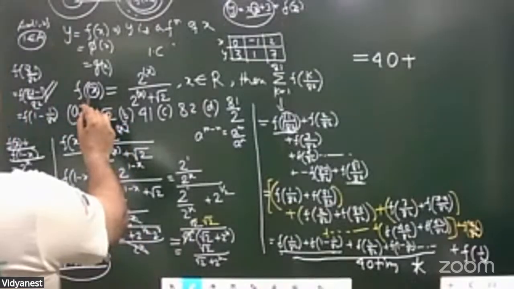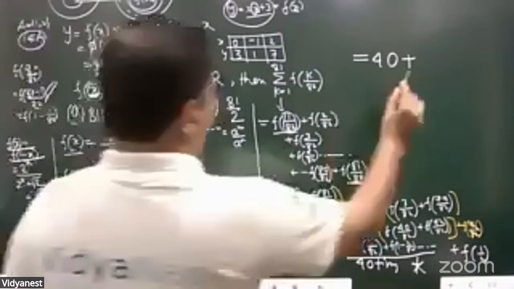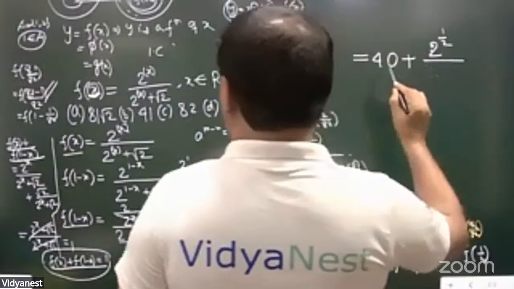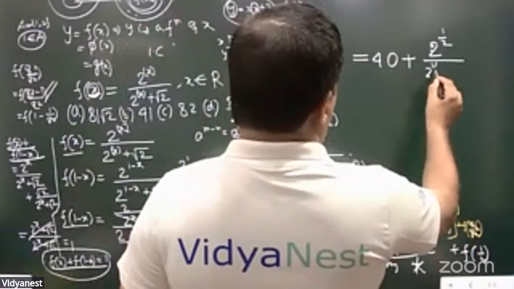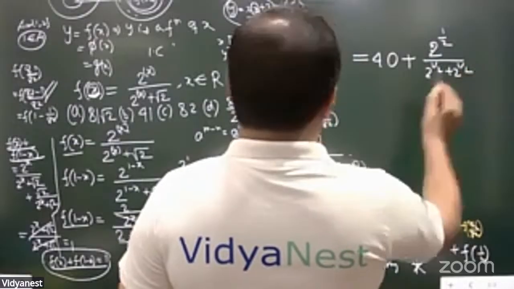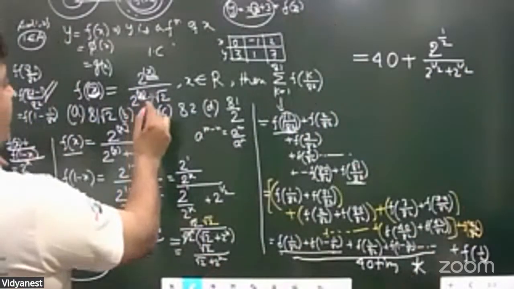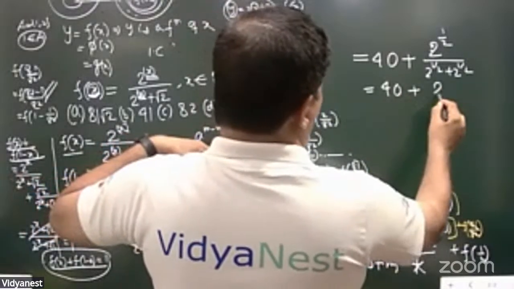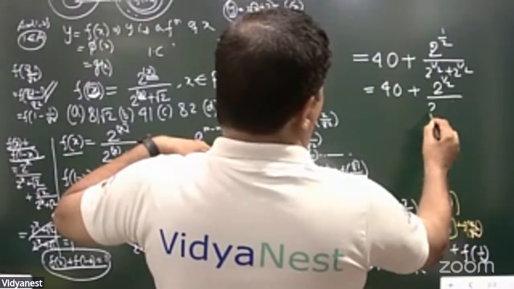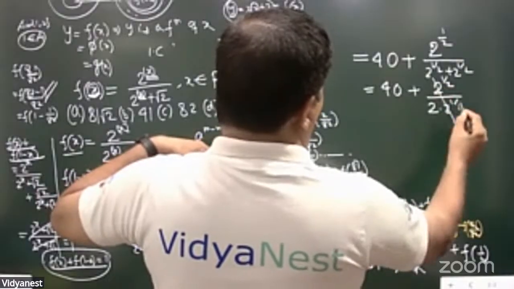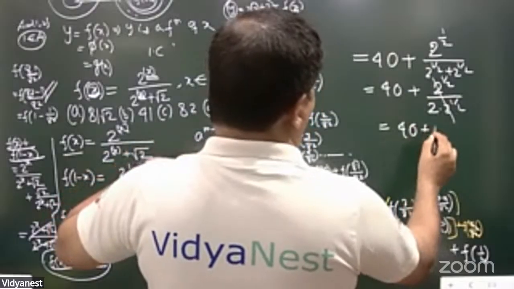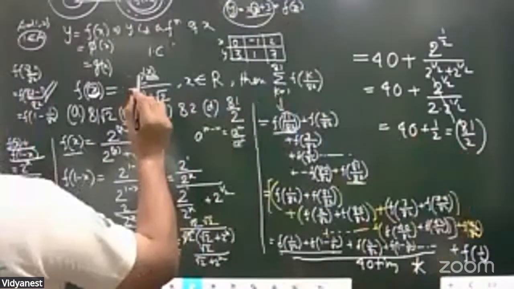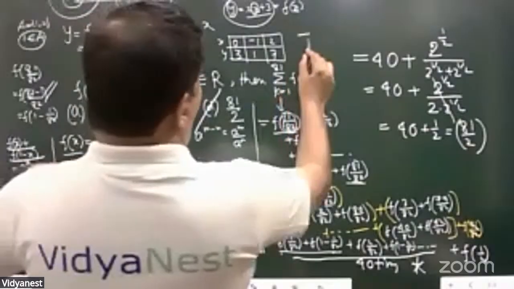What about f(half)? In place of x, you put half: 2 to the power half by 2 to the power half plus 2 to the power half. In place of x, I have put half. So 40 plus 2 to the power half, and 2 into 2 to the power half cancel, giving 40 plus half, which is 81 by 2. Option D.